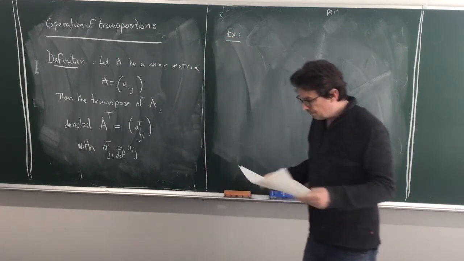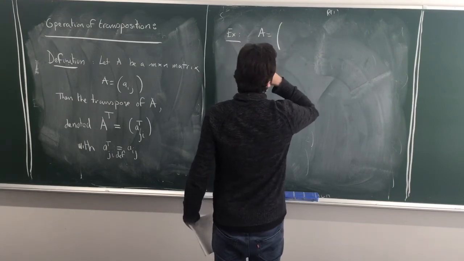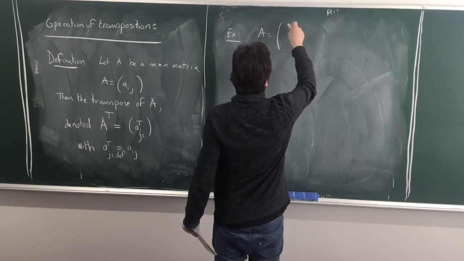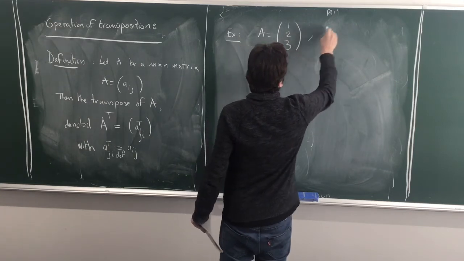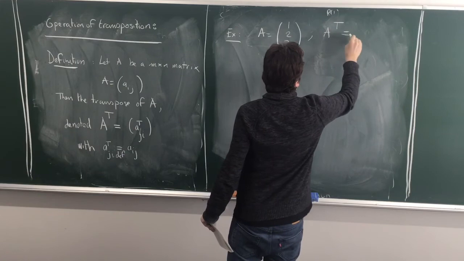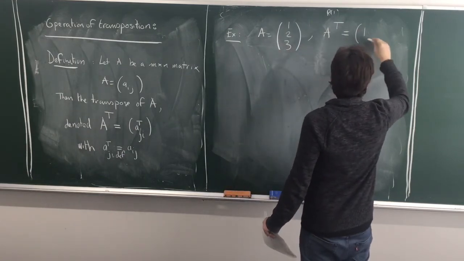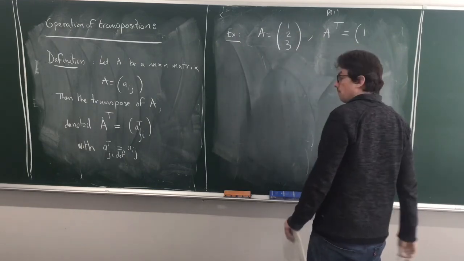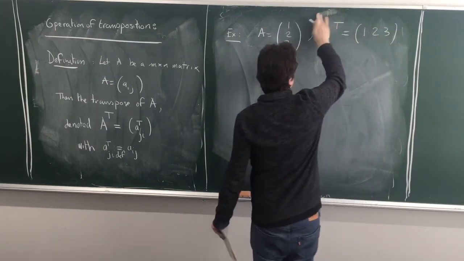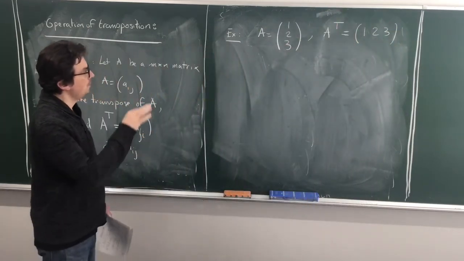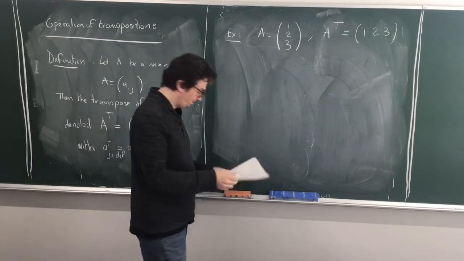So example, if you take a column vector, 1, 2, 3, what is A transpose? A transpose will be just the row vector 1, 2, 3. That's what it does. The operation of transposition transforms rows into columns.